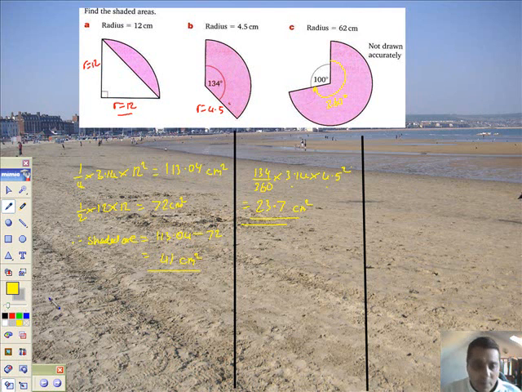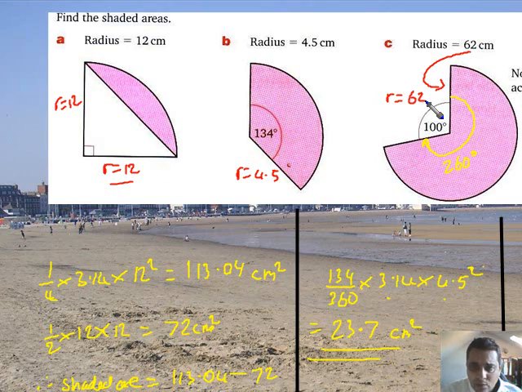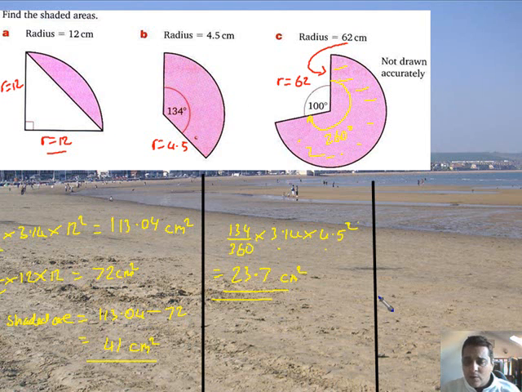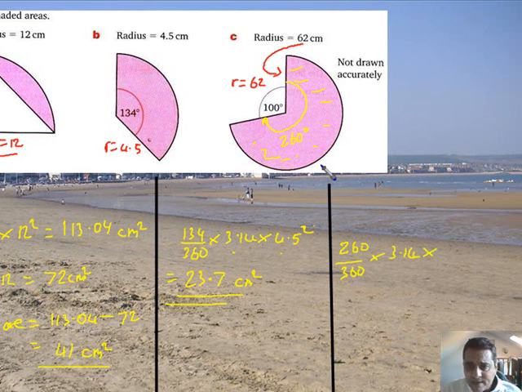So what do we have there? The area of this part. Oh, by the way, forgive me. The radius there is 62 centimetres. And now I'm going to use that to work out the area of this little pink thing. So it's this fraction, 260 over 360, of pi times the radius squared. I'm not going to change it into anything and will leave it in centimetres.